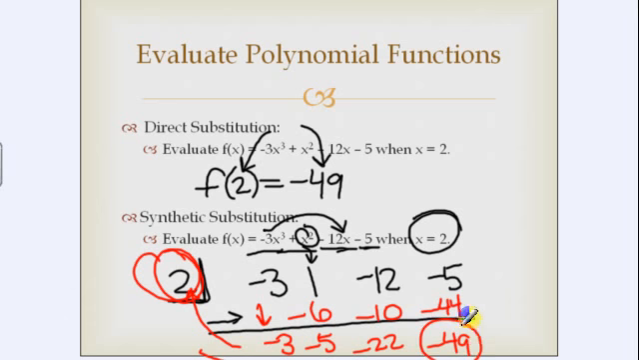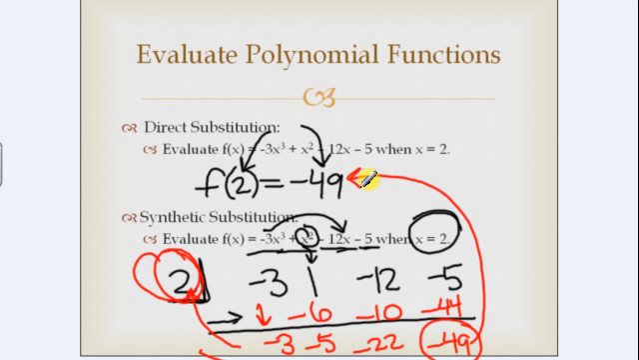Notice negative 49 is what I got using direct substitution. This last number will always be the value or the remainder when I plug in the 2. Now, at this point, synthetic substitution seems a lot trickier than direct substitution. But the concepts behind direct substitution we will apply later.